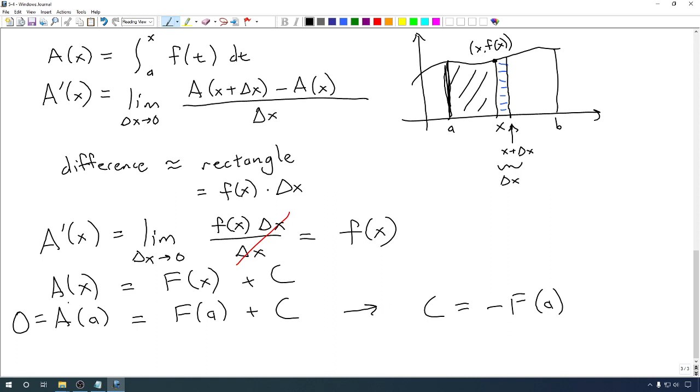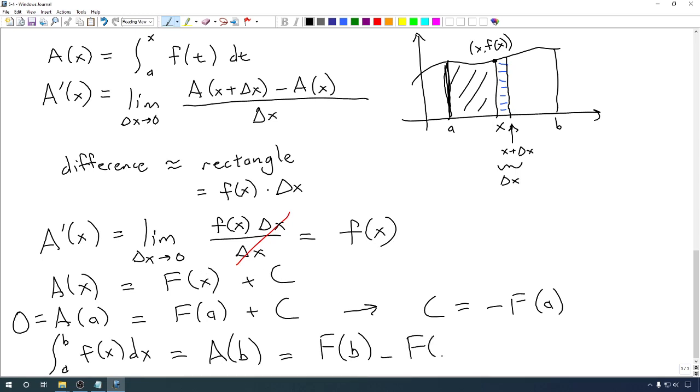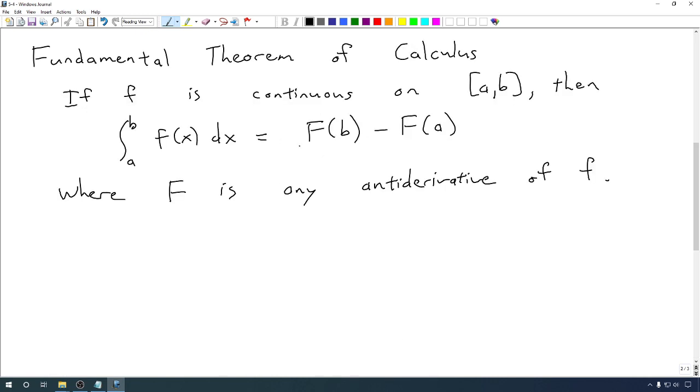And if we go ahead and do the entire integral from a to b, that's just capital A of b. That's what we get if we let x go all the way to b. And so we're going to get F of b by putting the b in here, and then the c was minus F of a. And that is the formula that we got back here.